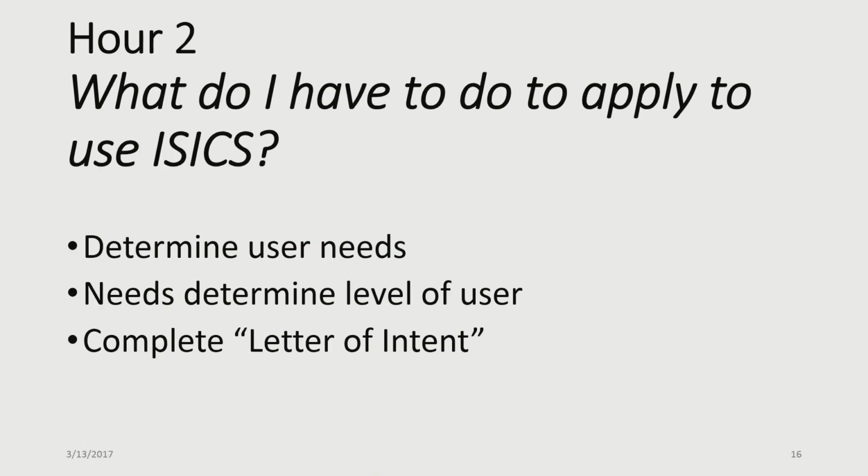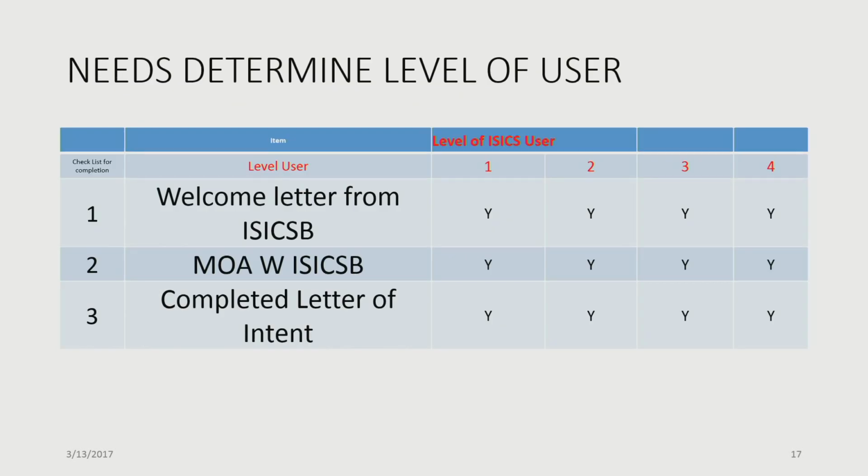Thank you. What we're going to talk about here is the user needs, the needs to determine the level of user, and there are 4, and then what an agency would need to do to complete a letter of intent so that we could begin evaluating their application process. I wish I could give you an overview, but we're going to have to walk through this step by step. It's a multi-layered approach, so we're going to start with that. Sean, the next slide, please.